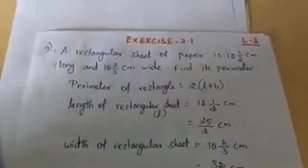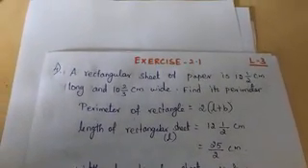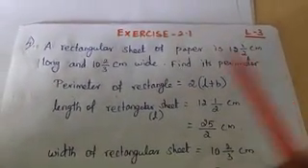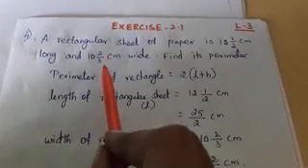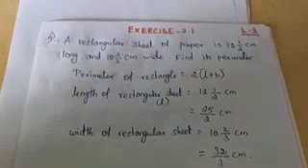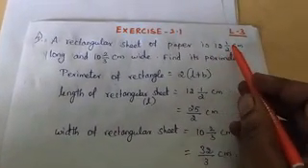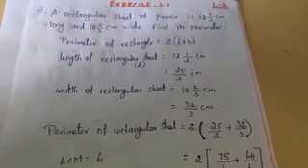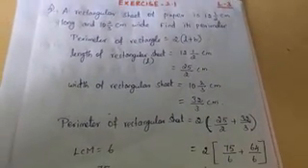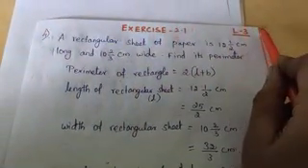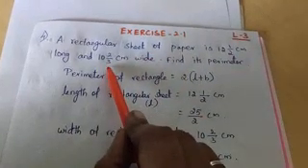Now question number 4 is that a rectangular sheet of paper is 12 1 by 2 centimeter long and 10 2 by 3 centimeter wide. Find its perimeter. Suppose this is the rectangular sheet. 12 1 by 2 centimeter long. Long means this is the length of the rectangular sheet. So this length is 12 1 by 2 centimeter and width means this is the width for you. So this width becomes 10 2 by 3 centimeter. We have to find the perimeter.